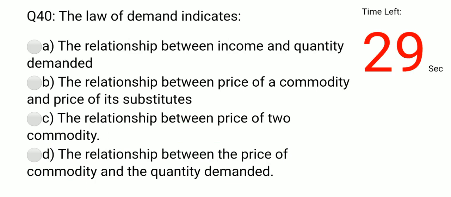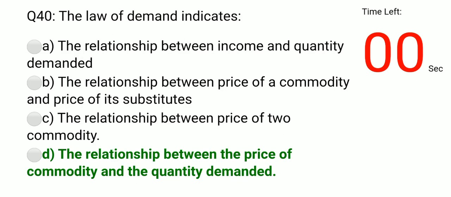Question 40. The law of demand indicates. Options. A. The relationship between income and quantity demanded. B. The relationship between price of a commodity and price of its substitutes. C. The relationship between price of two commodity. D. The relationship between the price of commodity and the quantity demanded. Answer. D. The relationship between the price of commodity and the quantity demanded.